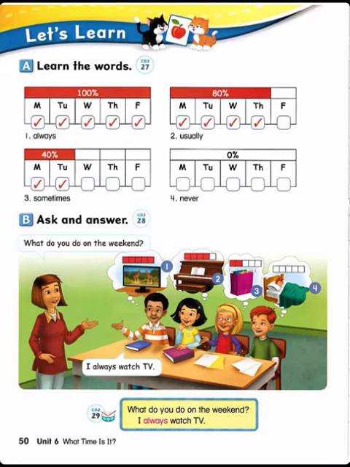Page 50. B. Ask and answer. What do you do on the weekend? I always watch TV. Number 1. What do you do on the weekend? I always watch TV. Number 2. What do you do on the weekend? I usually practice the piano. Number 3. What do you do on the weekend? I sometimes go shopping. Number 4. What do you do on the weekend? I never take a nap.